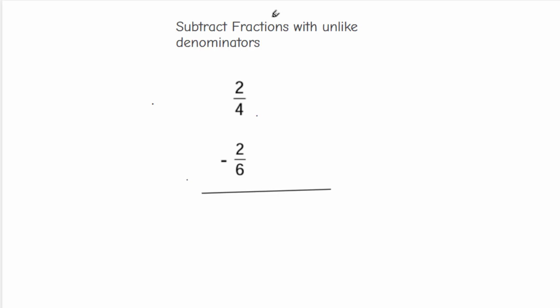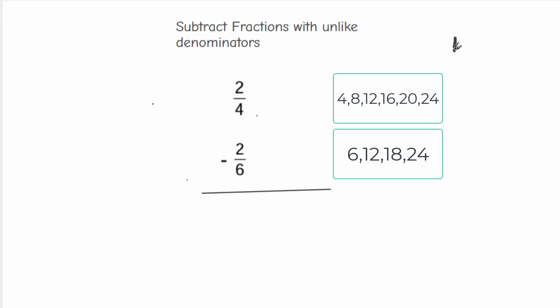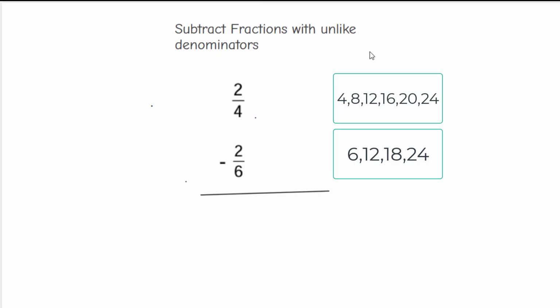You can go off to the side and think of your multiples of 4: 8, 12, 16, 20, 24, and then 6: 12, 18, 20. Looking for the lowest common denominator. So even though 24 is a common denominator, we're looking for the lowest. The least common denominator would be 12. So we want to make an equivalent fraction for each of these with the denominator of 12.